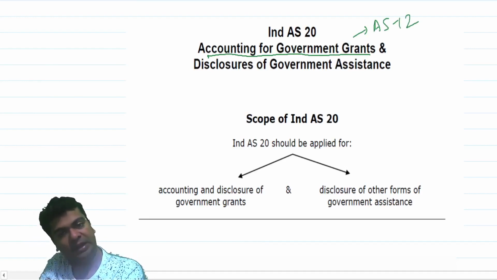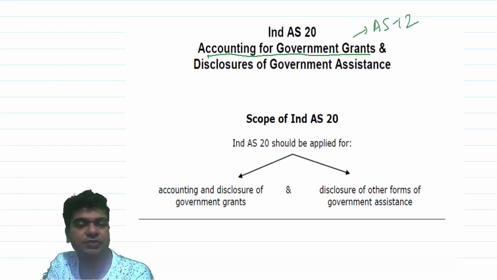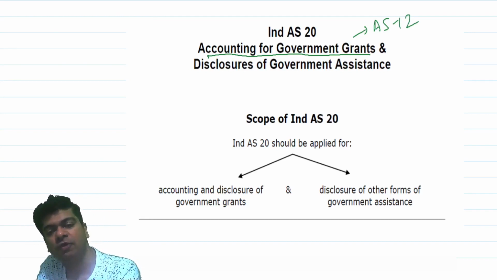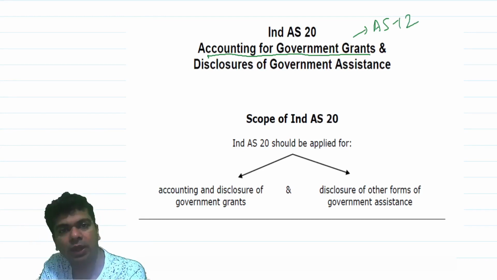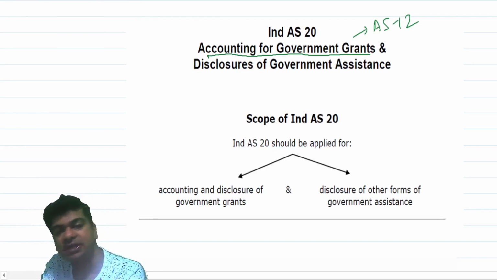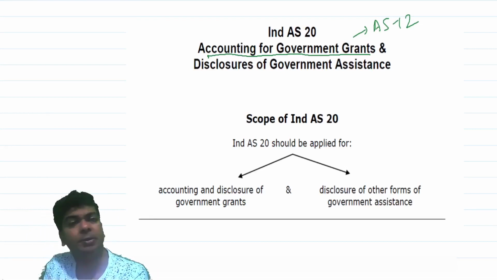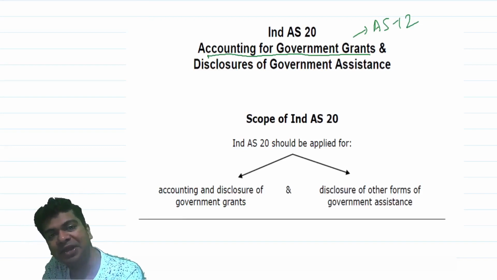And there's one more thing in Ind AS 20, and they are saying, and disclosures of government assistance. Accounting for government grants and disclosures of government assistance, that is the subject matter that we will be covering in this particular Ind AS. A lot of parallel can definitely be drawn between Ind AS 20 and Accounting Standard 12. Quite a bit of treatment that we were doing under AS 12 is also getting repeated in Ind AS 20. To that extent, understanding this accounting standard will not be that difficult.